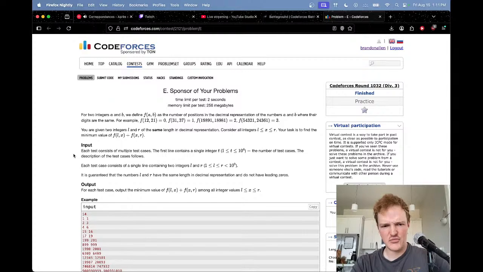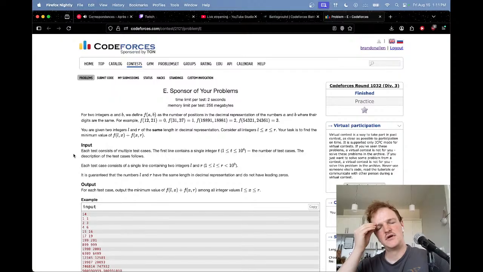for any number x between them. The minimum value. So that would mean the minimum value. Seems like digit DP.